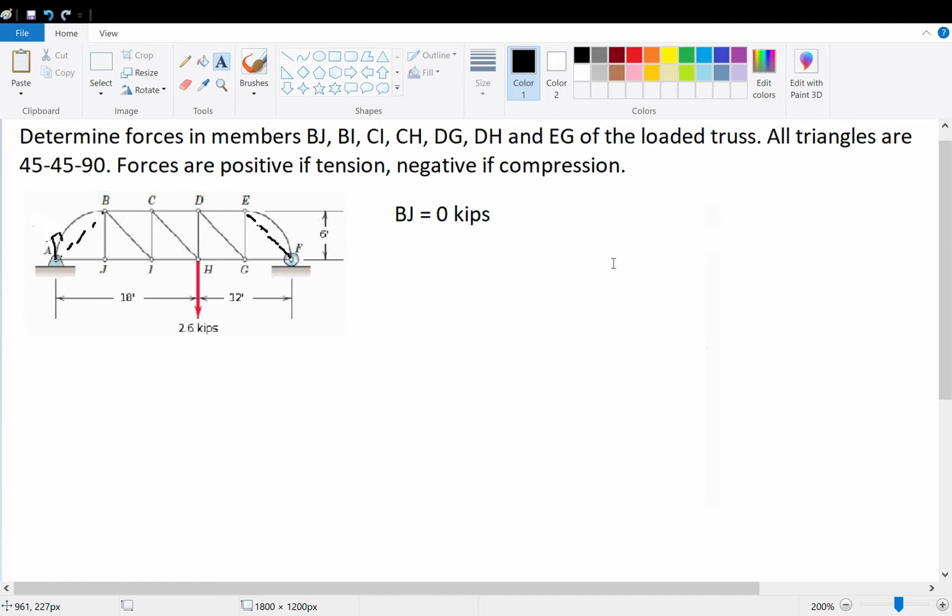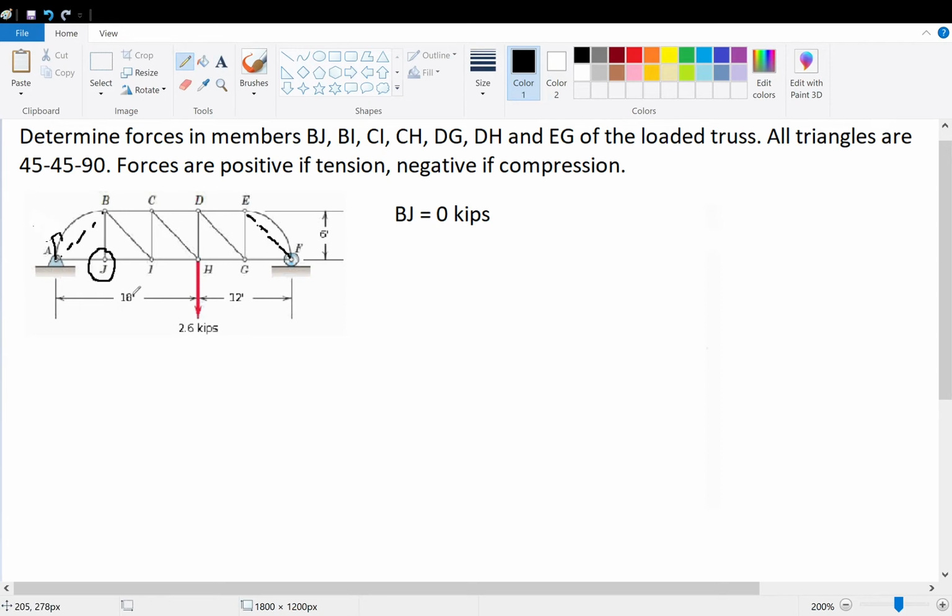Hey, so I'm going to be going over this problem off the extra credit for last week's statics homework. In this problem, we have to find the forces in each of the members of this loaded truss. To start off, I already found out that BJ is going to be equal to 0.